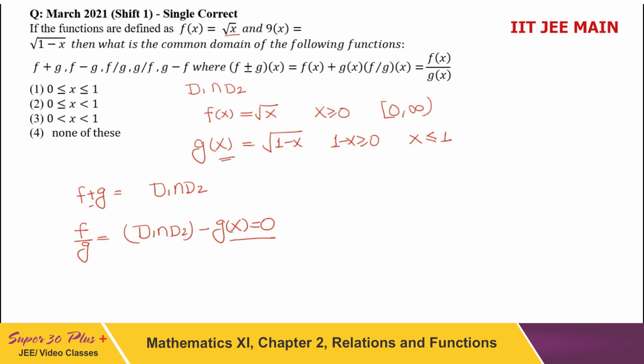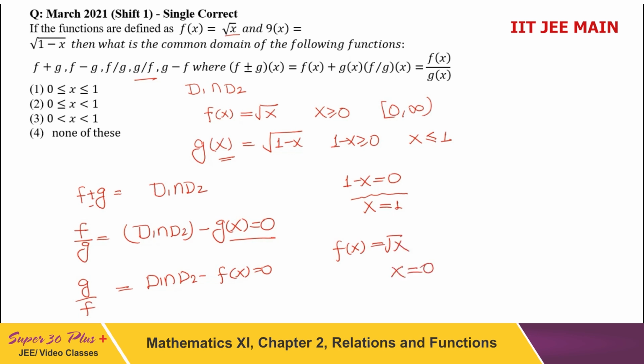g(x) is this function. This is equal to 0 if 1 minus x is equal to 0, meaning x is equal to 1. Means we have to exclude x equal to 1 from our answer. Similarly, g upon f is defined for D1 intersection D2 except f(x) equal to 0, and as we know f(x) is here square root of x and it will be 0 if x is equal to 0, meaning we have to exclude 0 also.